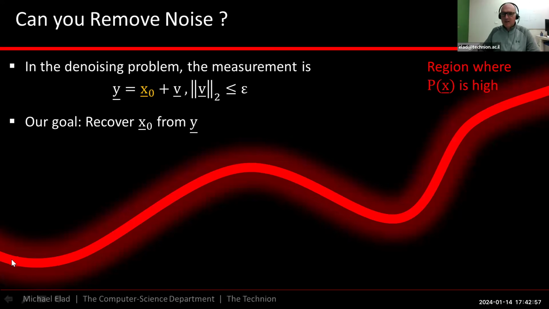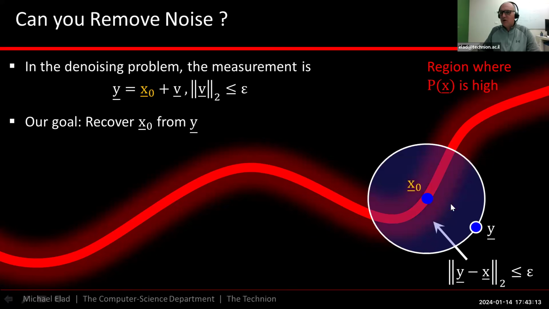So here is a geometrical description of the problem. This reddish bright line is the manifold of good-looking images. X0 is sitting here on top of it. You don't get to see X0. You get to see Y, which is epsilon away from it. Okay, this circle has radius epsilon. So instead of getting X0, I'm getting Y. And given Y, I'm trying to make my way back to X0. How can I do it? And let's be even more specific. How can I do it while knowing P of X?